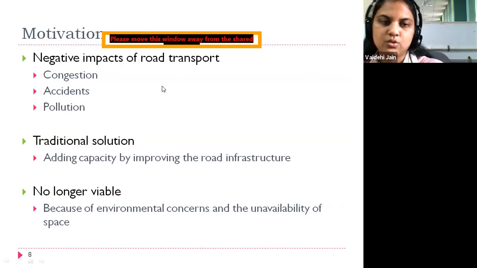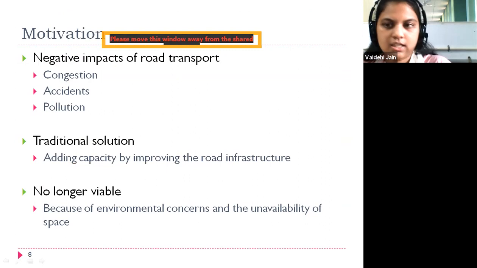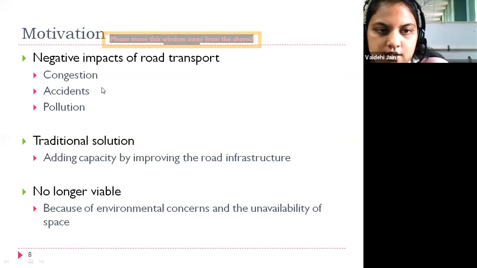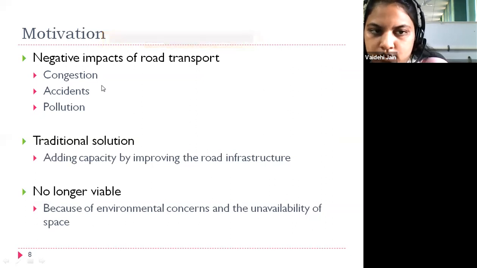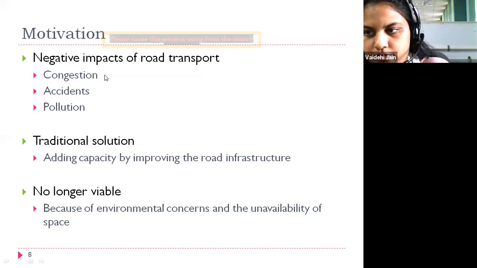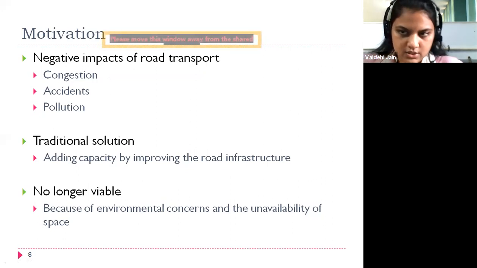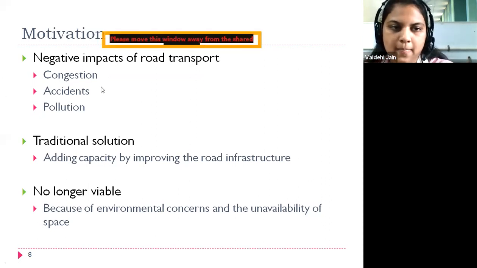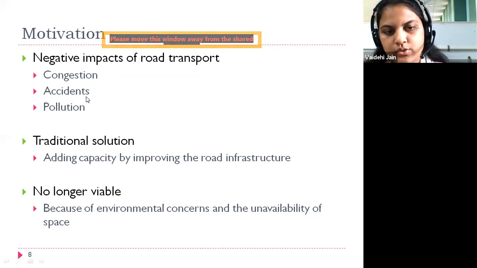Next, what motivates an intelligent transport system application? What motivates this? The negative impact of road transport. What are the negative impacts? The first one is congestion. Congestion is a very big negative impact of road transport. Because of the congestion, delays occur, then pollution occurs. Because of the congestion, sometimes accidents also occur. So accidents and pollution are both negative impacts of road transport.